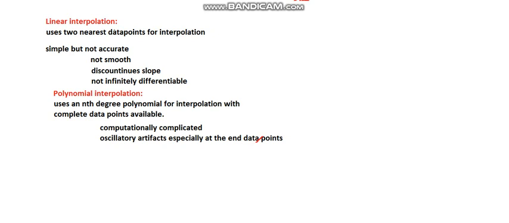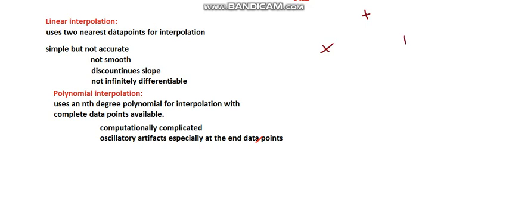So in case of linear interpolation, what we do is that if you are having two data points like this, we will find out what are the missing data points in between these 2 points. So we use two nearest data points for interpolation in order to find the missing data in between these two data points available. And it is very simple, but it is not that much accurate.